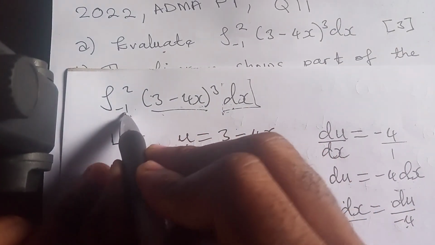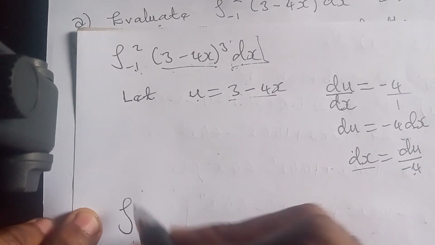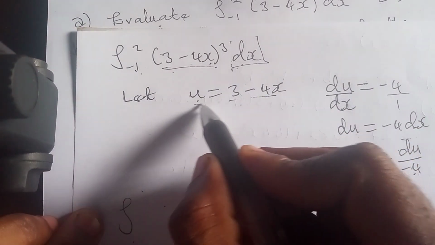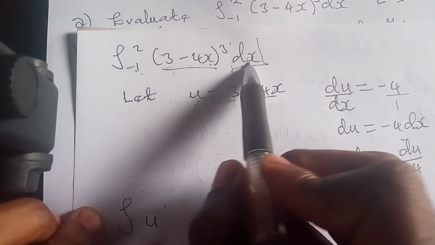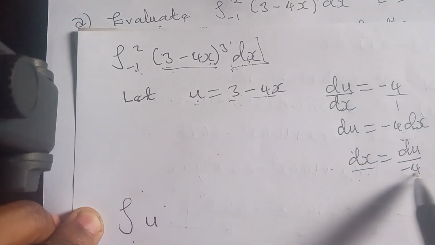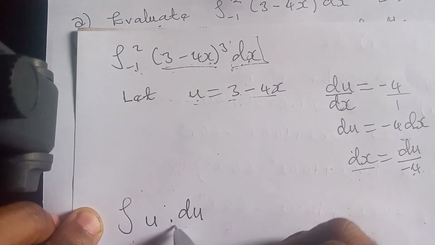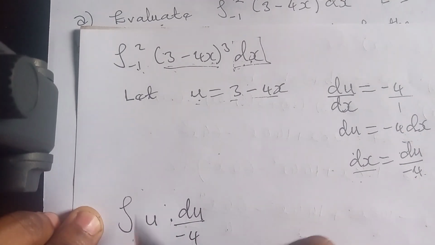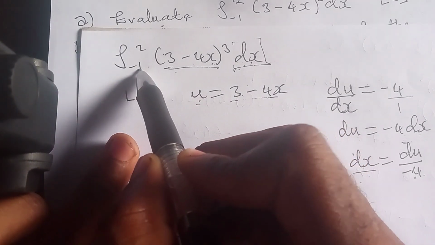So to find the new lower limit, okay, let me just write this. So we have the integral. I'm not going to include the limits. So instead of writing this, I can just use my u and say u. And then instead of writing dx, I can write du over negative 4.